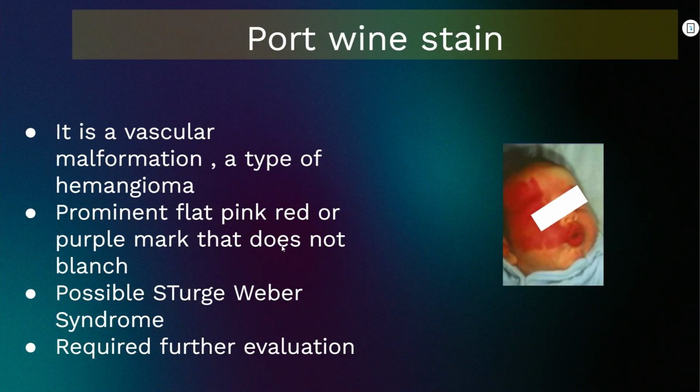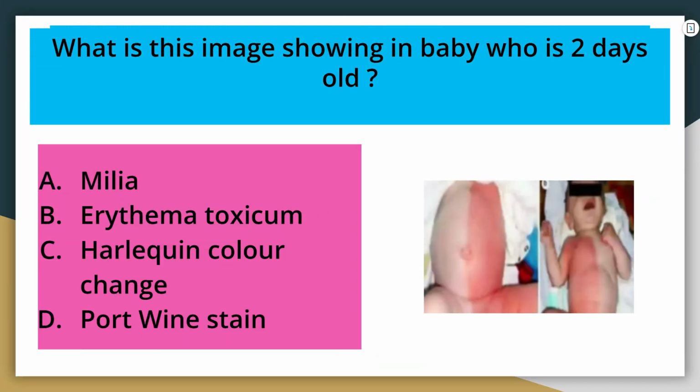Now, port wine stain. It is also known as nevus flammeus. It is a vascular malformation, a type of hemangioma. It manifests as a prominent flat pink, red or purple mark that does not blanch. It could be a possible manifestation of Sturge-Weber syndrome, so it requires further evaluation. So in our question, we all know that it is not milia or erythema toxicum. This is not even a port wine stain. This is harlequin color change. So option C is the correct answer.